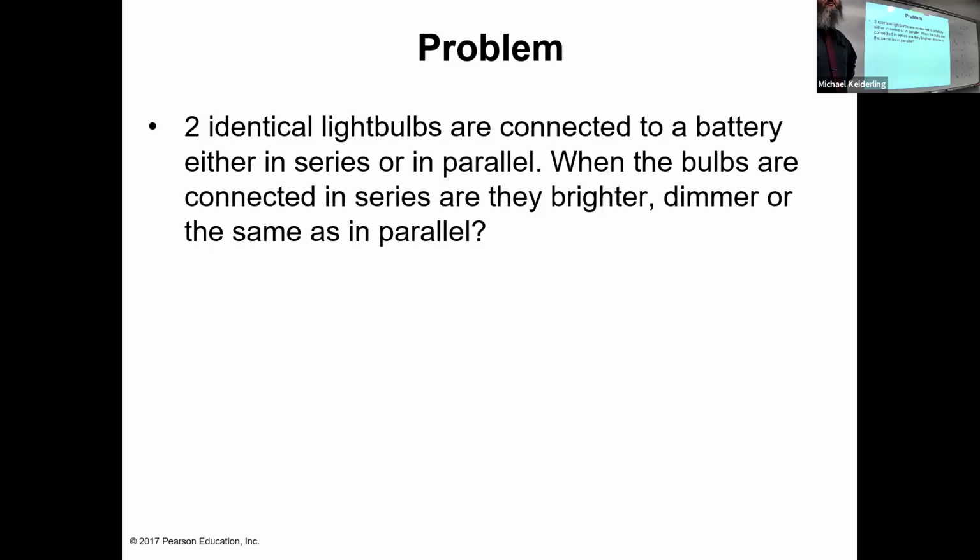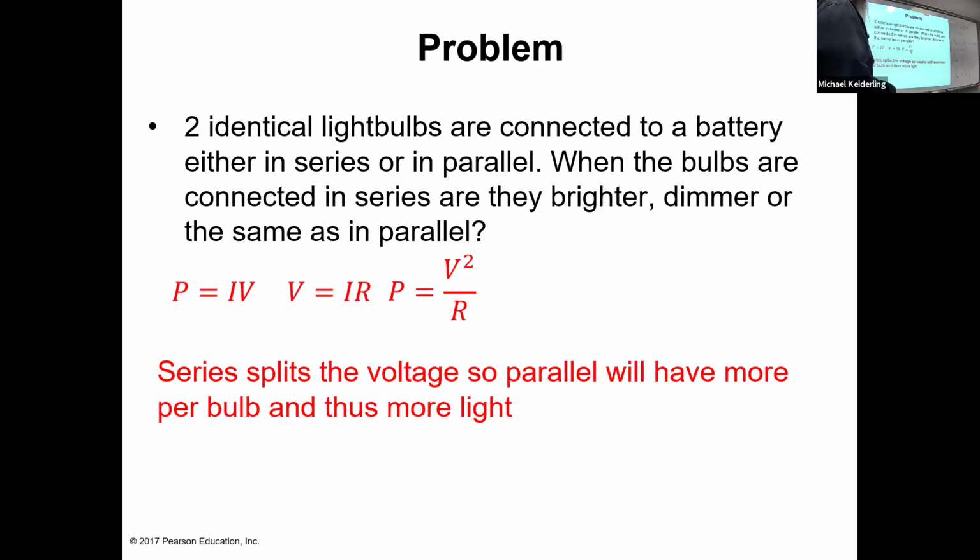Do you have a guess? Which do you think is brighter, series? So power is current times voltage, and voltage is current times resistance. So power is voltage squared over resistance.